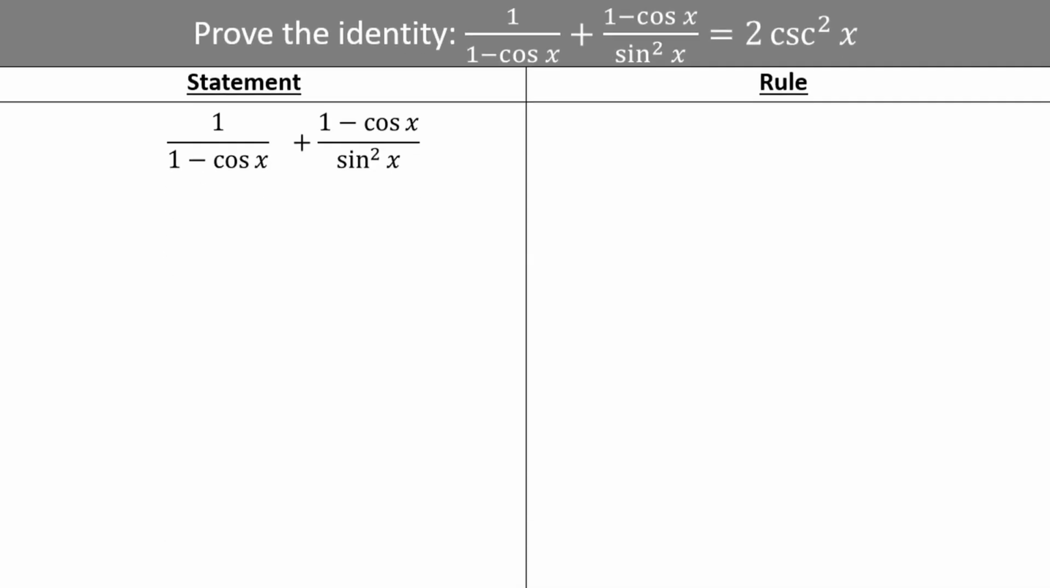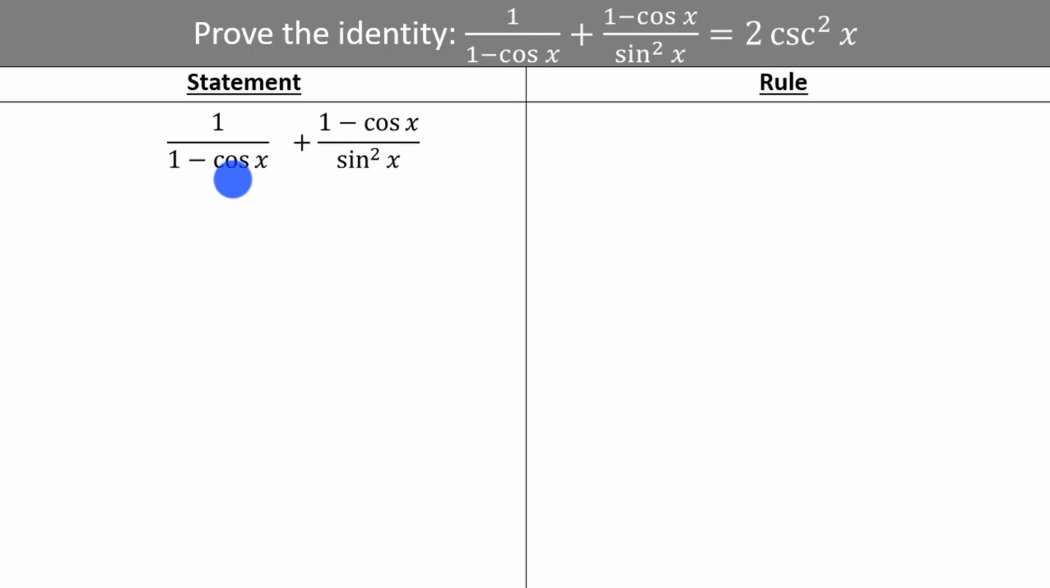Let's try to prove 1 divided by 1 minus cosine of x plus 1 minus cosine of x divided by sine squared of x is equal to 2 times the cosecant squared of x. Let's start with the left-hand side. This is another problem where it might be unclear what you should do first. I see a 1 minus cosine of x in the denominator of this term right here.